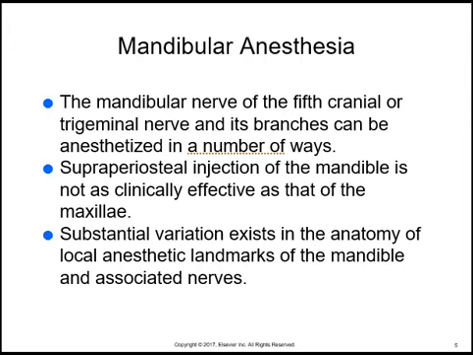The supraperiosteal injection of the mandible is not as clinically effective as the maxilla, and there's going to be substantial variation that exists in the anatomy of local anesthetic landmarks of the mandible and the associated nerves. As we discussed in chapter 12, the mandible can be harder to anesthetize because not only does it have more dense bone, but there's a lot of variation in the anatomy and the landmarks from patient to patient. That's something to keep in mind with mandibular anesthesia.